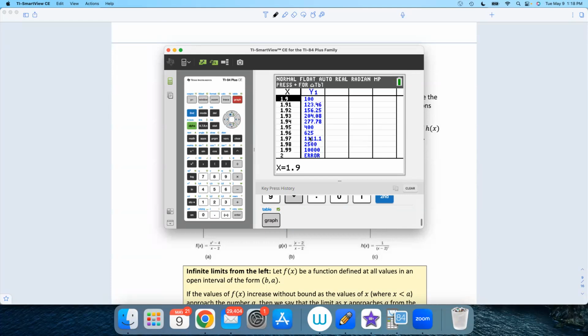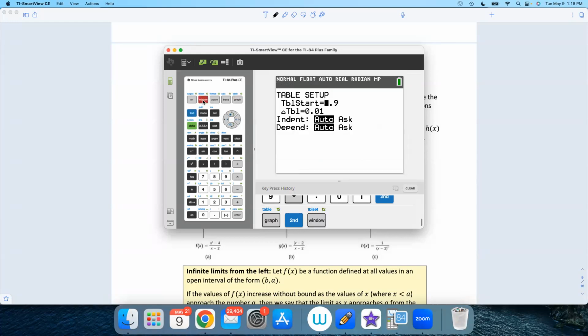So here I only can see the values below 2. This would be my limit from the left. And I can see my y values as I'm getting closer to x equals 2. My y values are getting pretty big. That's a pretty good hint that my limit is going to infinity. And we could check on the top as well.